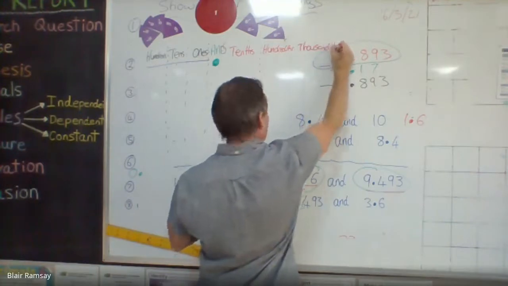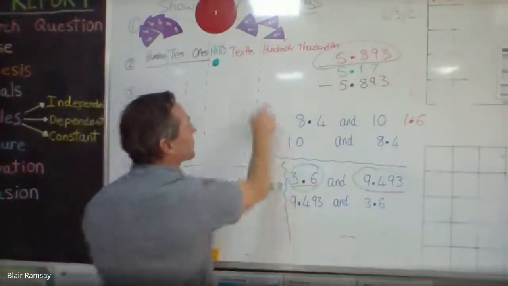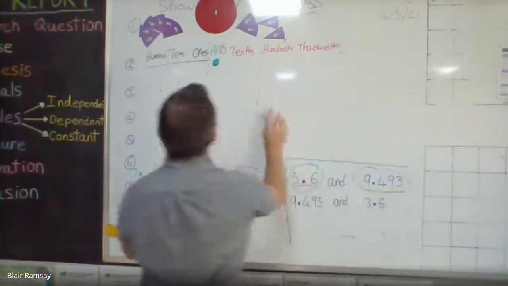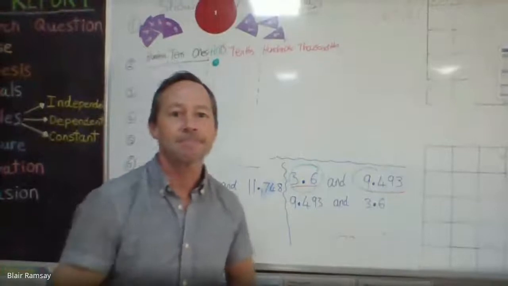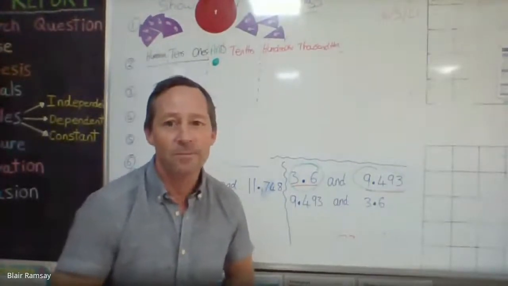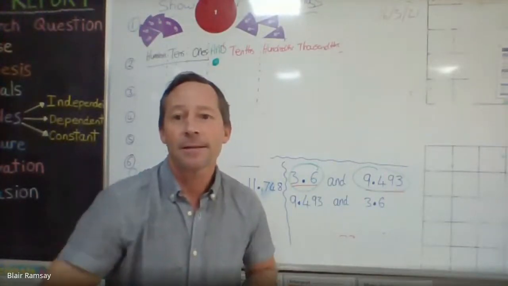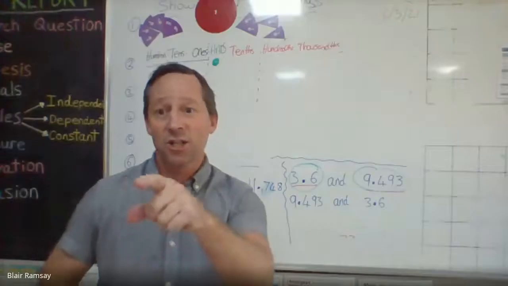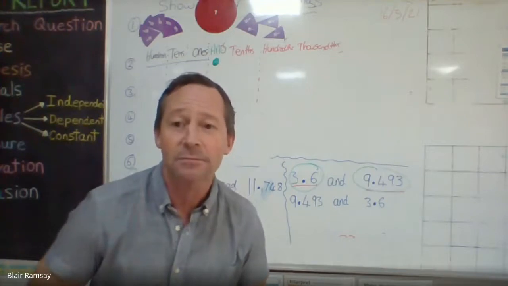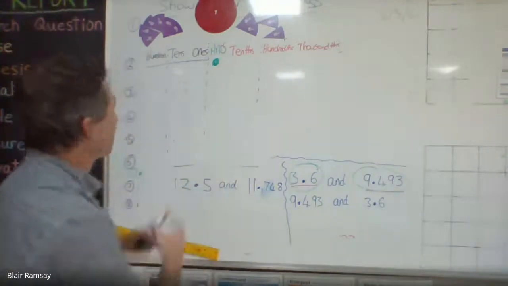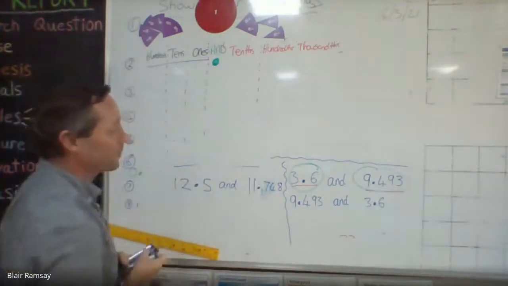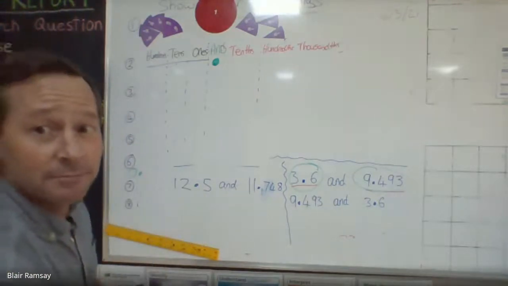Now, there's a big mess over here. Clean it up. All right, let's choose someone intelligent. Layla, do you know someone intelligent? Okay, what are we going to do? How are we going to place 12.5 and 11.748? What do I do? Teach me.